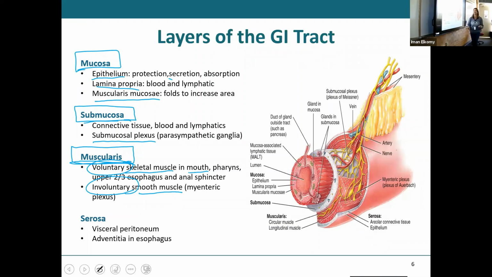So what does control it? Well, we have a portion of the autonomic nervous system, the myenteric plexus, found in that muscularis layer, and that's what controls smooth muscle contraction or relaxation.